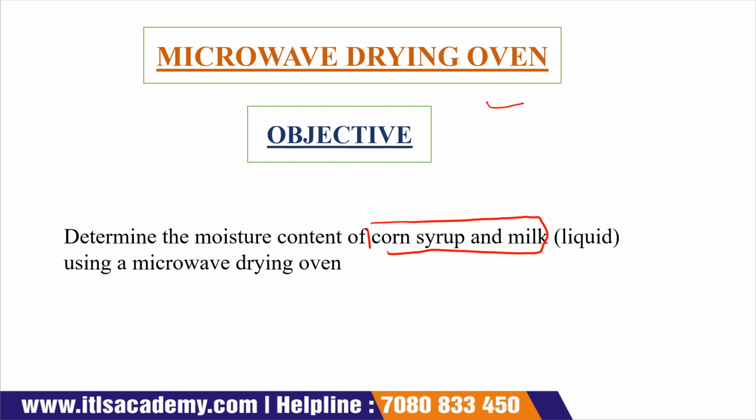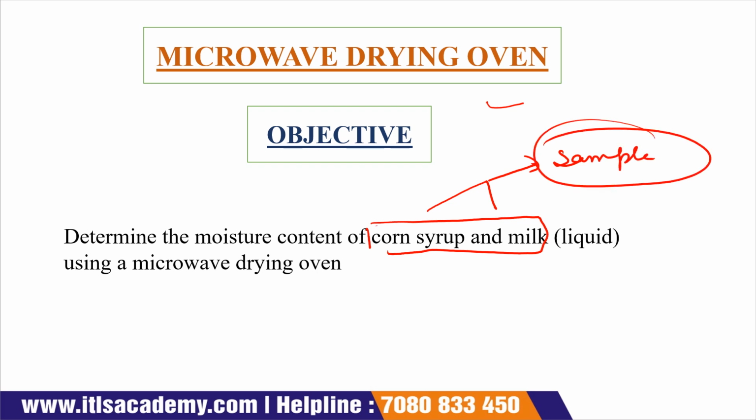So simply we have two samples. One is corn syrup and another one is milk, and milk is in liquid form. We have to determine their moisture content, and for this purpose we are using the microwave drying oven method. This is the objective of our experiment.